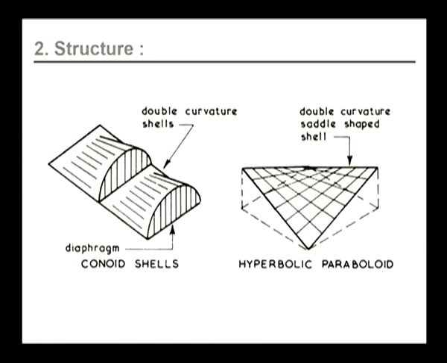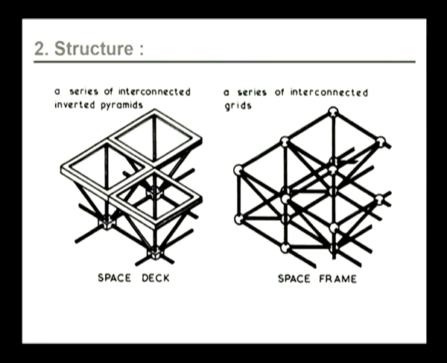These are basically a combination of shells and other forms of structures put together, and all these give rise to interesting shapes and forms and different kinds of structures. This is a space deck. It's a series of interconnected inverted pyramids, and this is a space frame. This is a series of interconnected grids.